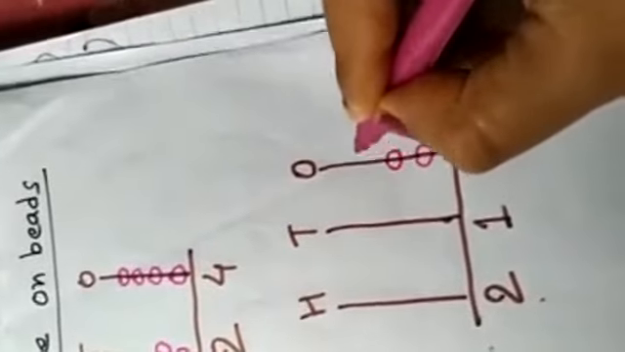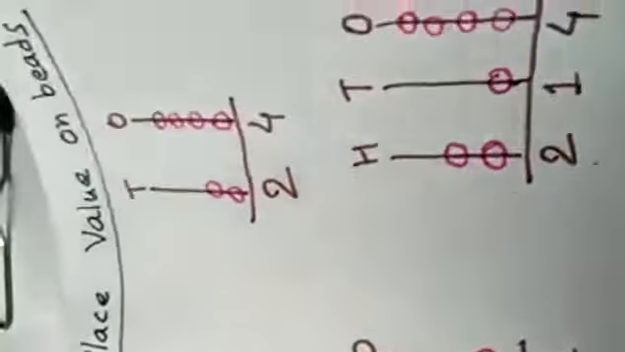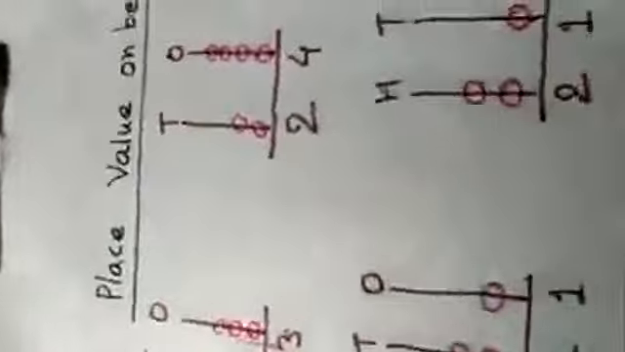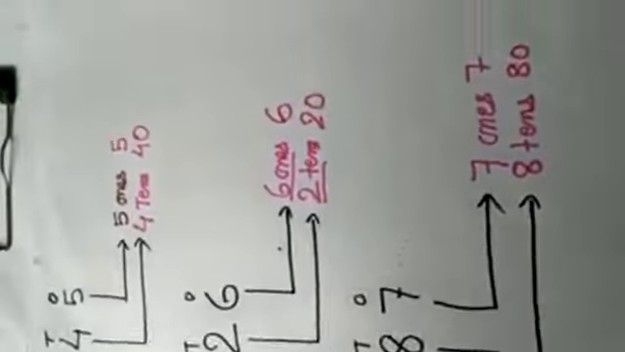1, 2, 3, 4. Okay. 1, 2 number is there. 1 and 2. Okay, there we have studied on beads. Place value on beads. There the place value in this way, in a block. Okay, and now the place value as an arrow.